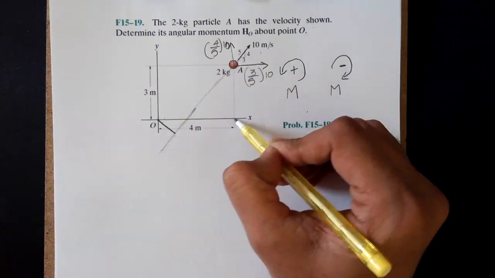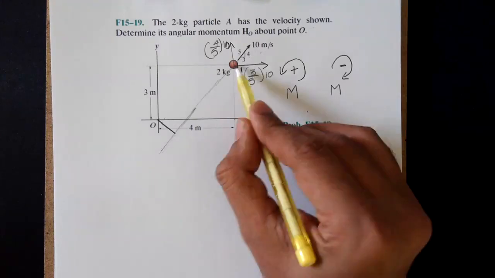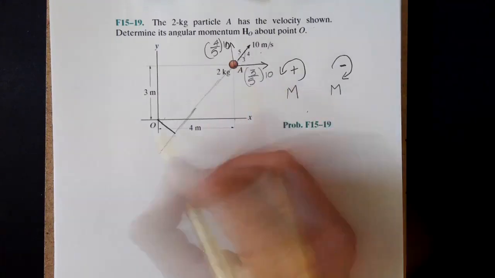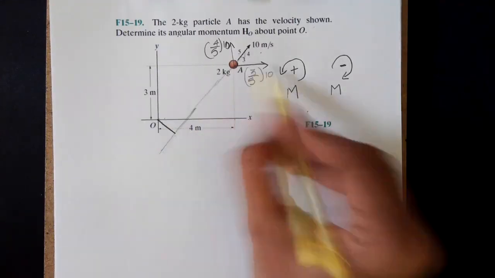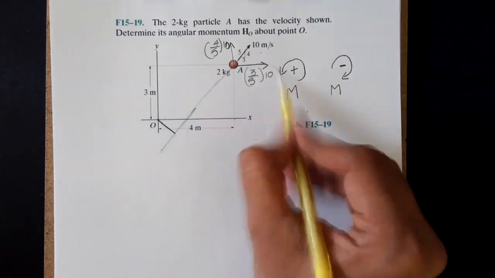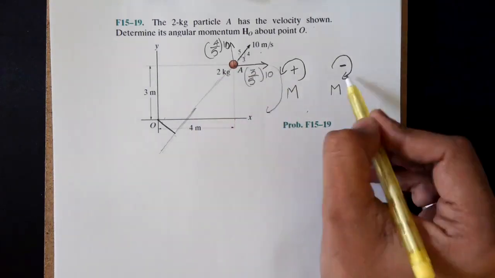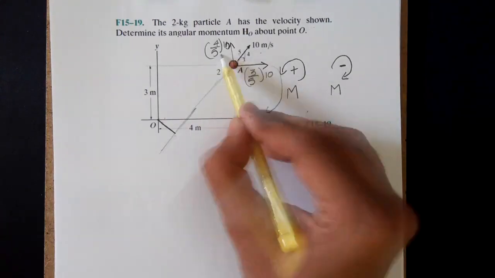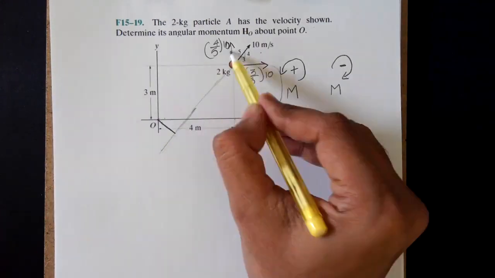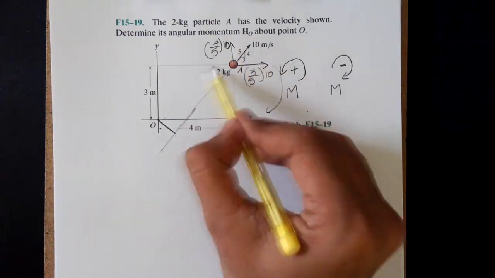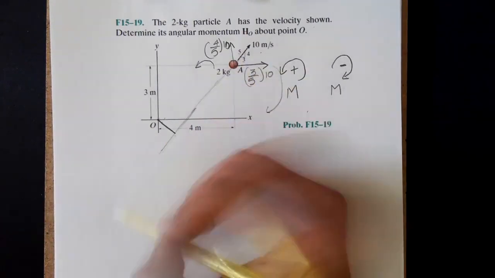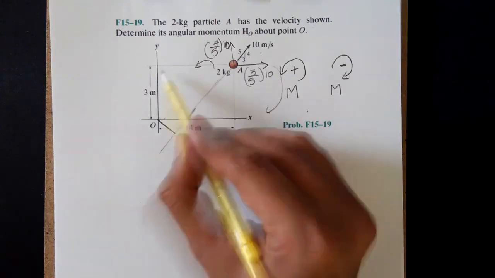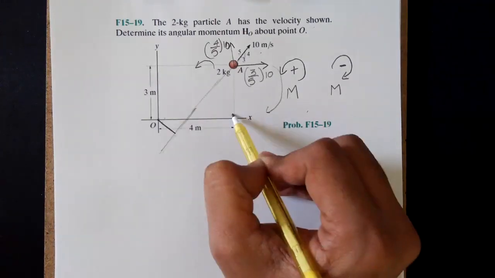And also pay attention to the sign of the moment. The moment of the horizontal component with respect to O is clockwise. So this will go clockwise this way. Hence that will be negative. And moment from the vertical component of the velocity about point O is counterclockwise. So this will result in counterclockwise moment, and that will be positive. And for that we use 4 meters distance.